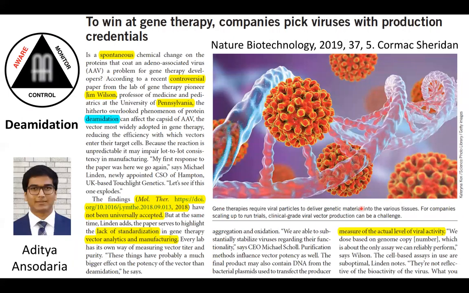And similarly, another group, Jim Wilson's group from UPenn, also reported the deamidation of AAV. And this is also highlighted by a Nature Biotechnology paper shown over here. And I'll show you a little bit of detail on the next slide. So this really highlights that the production of AAV and the quality control are really important.